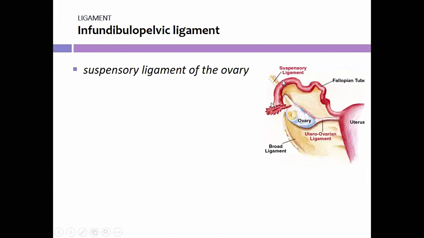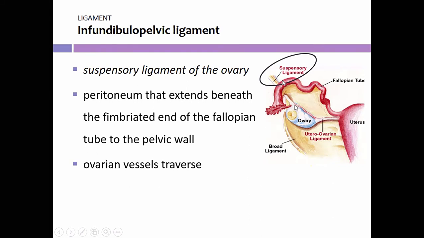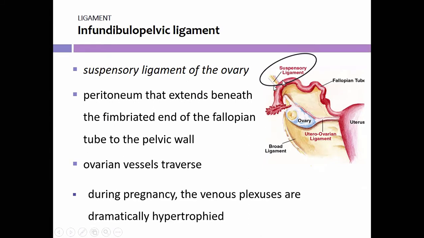Now, another ligament is the infundibulopelvic ligament, or the suspensory ligament of the ovary. So this supports the ovary towards the pelvic side walls, and it is traversed by vessels. So the significance of this is that this ligament is also severed or cut when you want to remove the uterus or the ovary for a gynecologic problem.